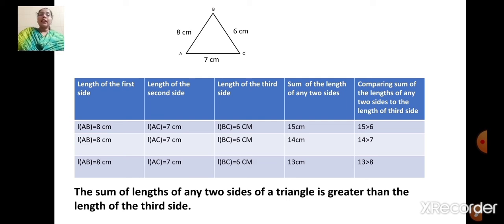So if you take the sum of the lengths of any two sides of a triangle, it will be greater than the third side. This is the second property which we are learning today.